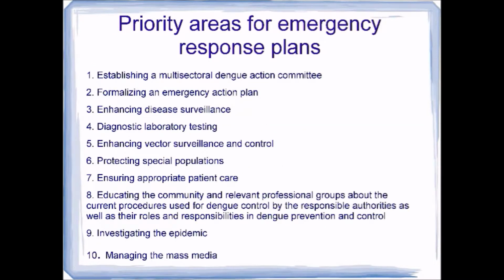The priority areas for emergency response plans include establishing a multi-sectoral dengue action committee, formalizing an emergency action plan, enhancing disease surveillance, diagnostic laboratory testing, enhancing vector surveillance and control, protecting special populations, ensuring appropriate patient care, educating the community and relevant professional groups about the current procedures used for dengue control by the responsible authorities as well as their roles and responsibilities in dengue prevention and control, investigating the epidemic, managing the mass media.